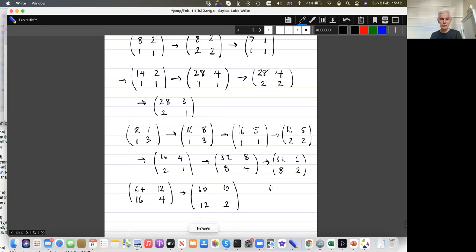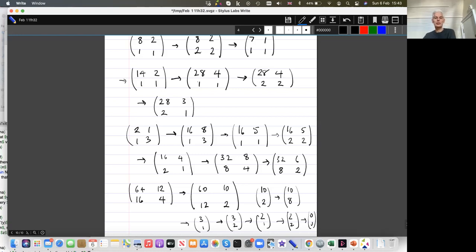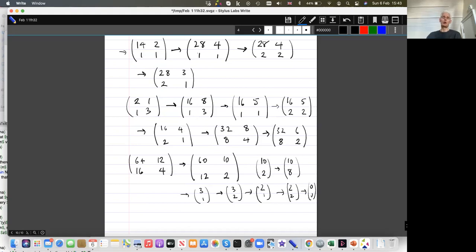And now I've effectively just got one vector. So it's just 10, 2, whatever I do, I can do an equivalent multiple to the other thing. So if I have 10, 2, I can get it down to 10, 8. And then from there I can go down to 3, 1. From there I can go to 3, 2. And from there I can go to 2, 1. And from there I can go to 2, 2. And from there I can go to 0, 0. So I just copied that on the other side. Whew. So that's my first real success.